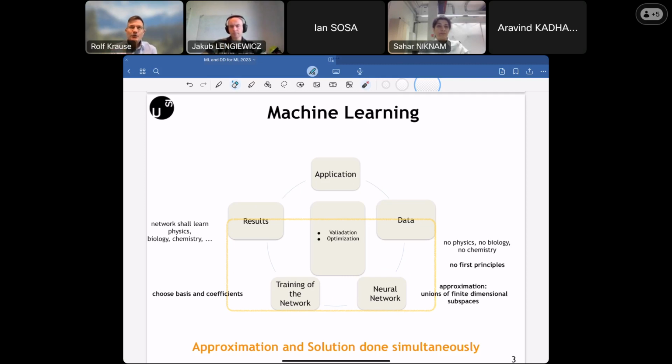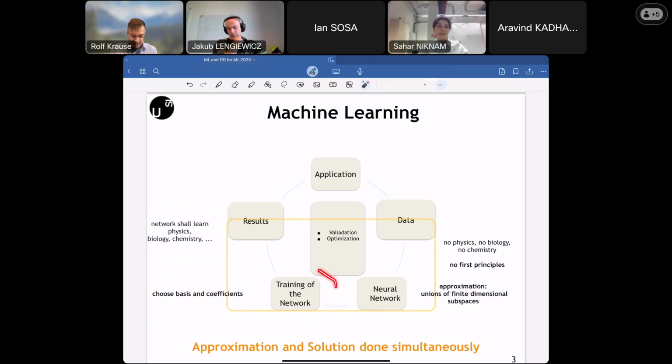What you do not exactly know is how they do it exactly. Yeah, because when you train your network, you do not know which approximation you get because we don't have control on this. So here you do training of the network. What does it mean? You choose somehow a basis in which you would like to approximate your unknown function, and you choose the corresponding coefficients.